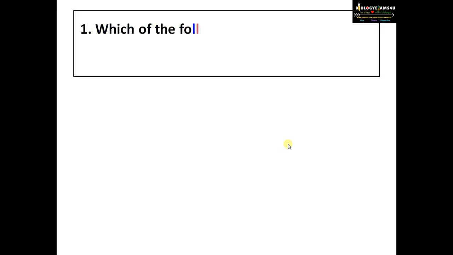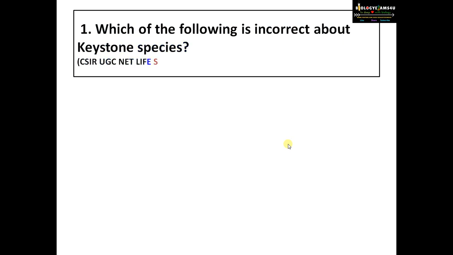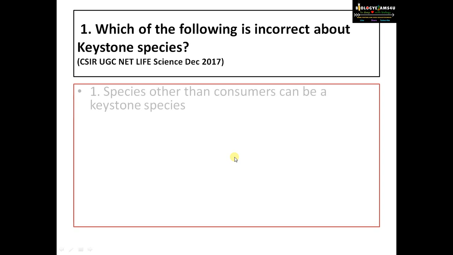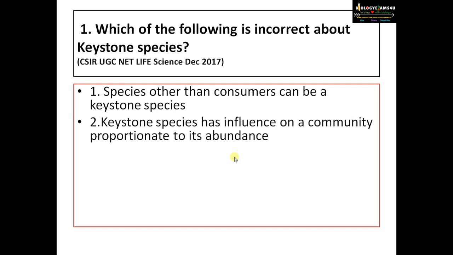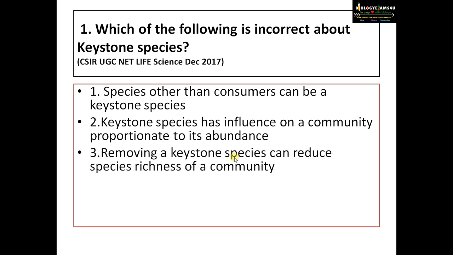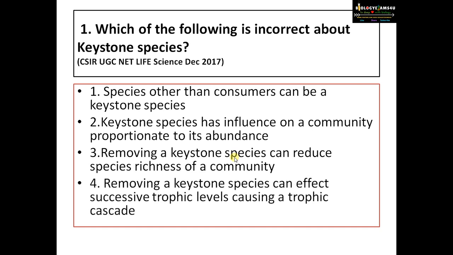Moving into the questions, first one, which of the following is incorrect about keystone species? The options are, first one, species other than consumers can be a keystone species. Second one, keystone species has influence on a community proportionate to its abundance. Third option is, removing a keystone species can reduce species richness of a community. And the fourth option is, removing a keystone species can affect successive trophic levels, causing a trophic cascade.